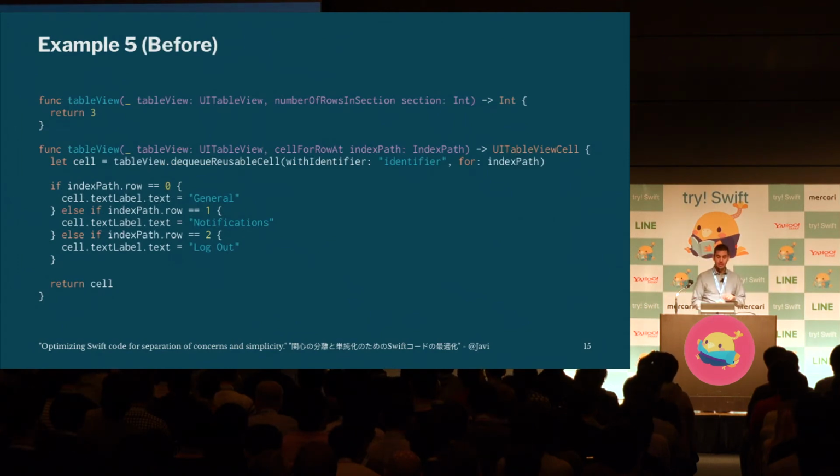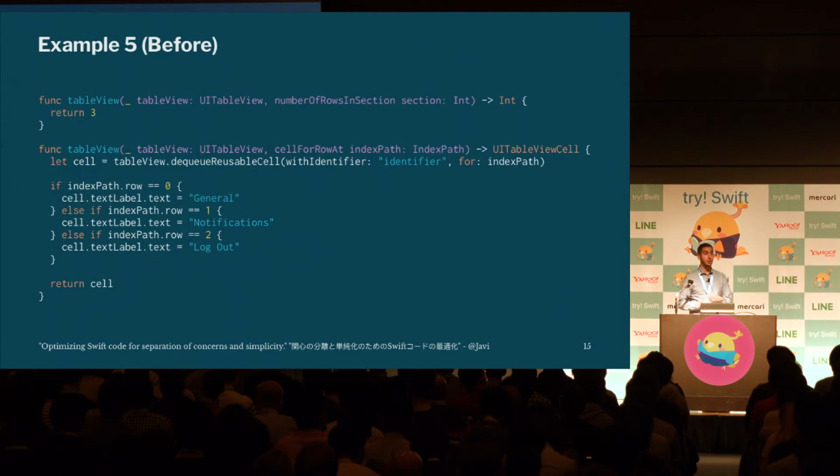This is a classic one. So many times we have a table view with a known set of rows, and we end up writing code like this that looks at the index paths in several places throughout our class, and it's very fragile and error prone, especially when we want to make changes to this table view.